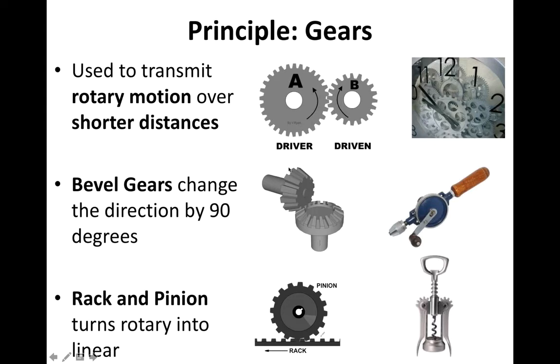Bevel gears, as you can see here, are quite special because they change the direction of the rotary motion by 90 degrees, and you find bevel gears on hand drills. Rack and pinion turns rotary motion of the pinion here into linear motion on the rack, and this mechanism is used on corkscrews. As you screw this in, you move the pinion part here, and it moves the rack up, and that's what pulls the cork out.